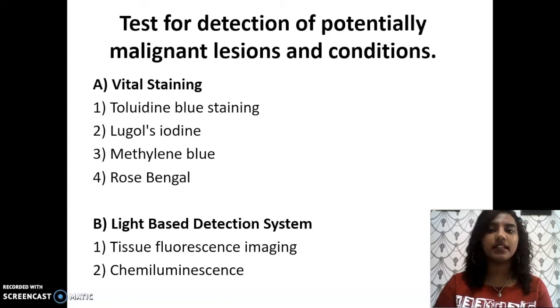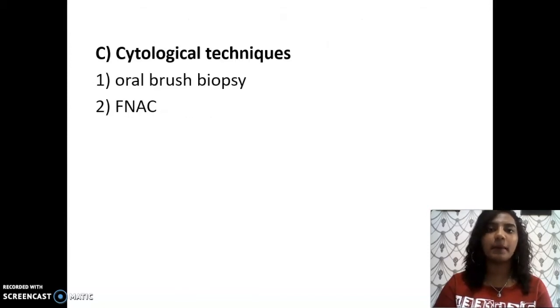The tests for detection of potentially malignant lesions and conditions. There are vital staining: under vital staining, toluidine blue staining, Lugol's iodine, methylene blue, rose bengal. Under light-based detection systems, tissue fluorescent imaging, chemiluminescence. Under cytological techniques, oral brush biopsy and fine needle aspiration cytology.